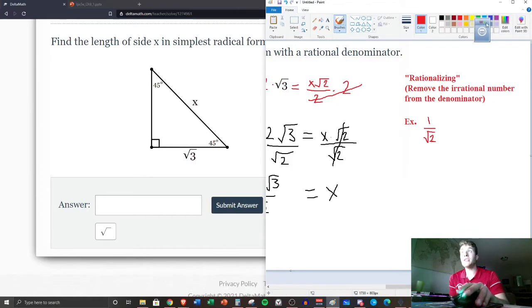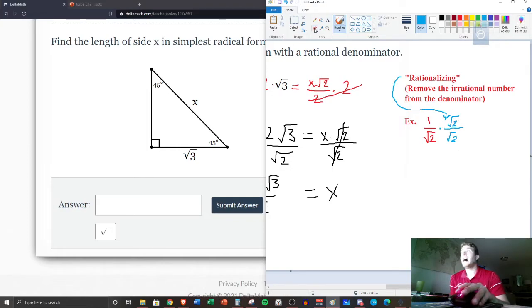So to rationalize it, we are going to multiply the top and the bottom by that irrational number on the bottom. So this is square root 2, and this is square root 2, on the top and bottom.